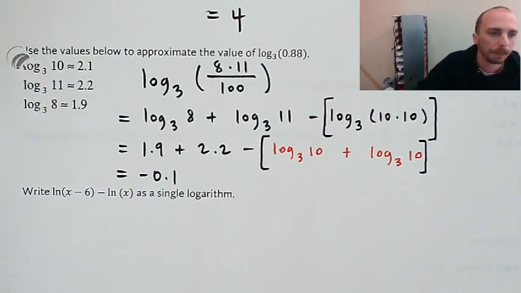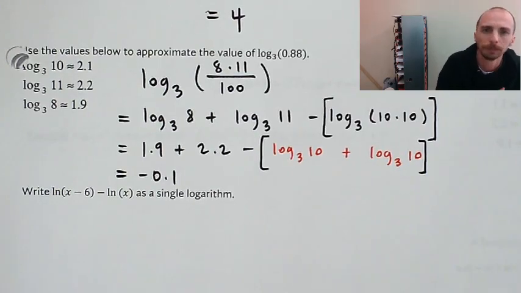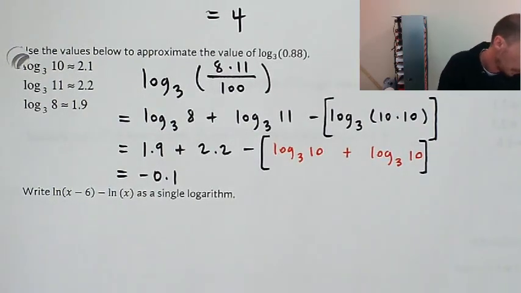Hard time believing that. Yep, sure enough, I grabbed a calculator, I checked it. It's true. It's about negative 0.1. Just trust the properties. Okay, they're not going to lead you wrong.